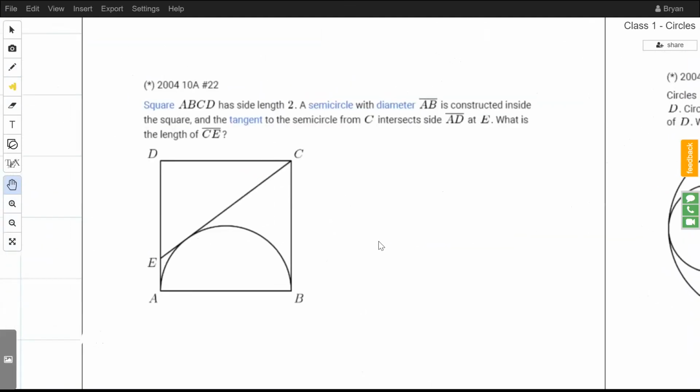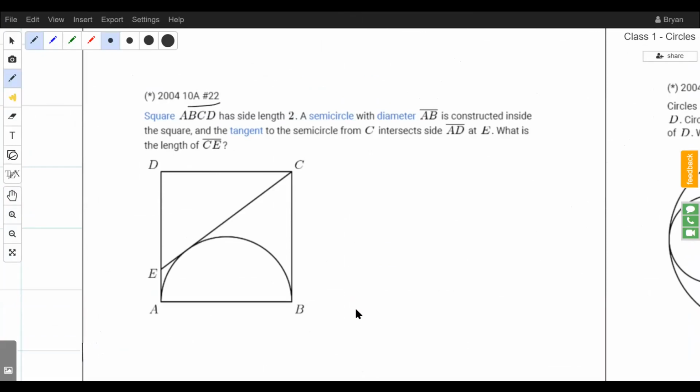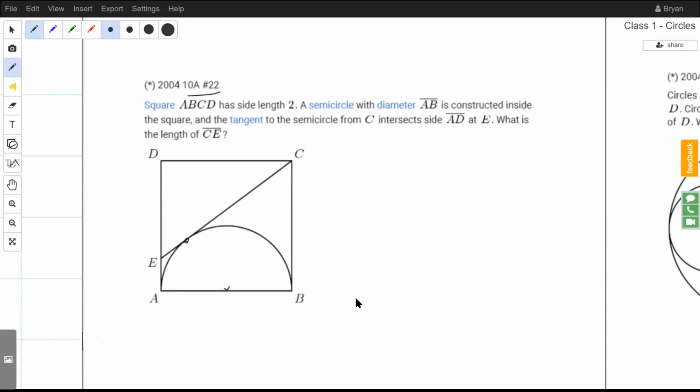Okay, this problem, I'll just tell you straight away, it's number 22, but that does not mean it's impossible to do. Basically the idea behind this problem is that you can use the two-tangent theorem, and then plus Pythagorean, and that's basically it. You can let any of these lengths equal x.